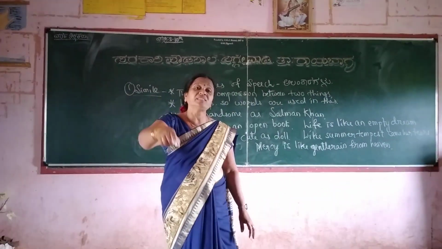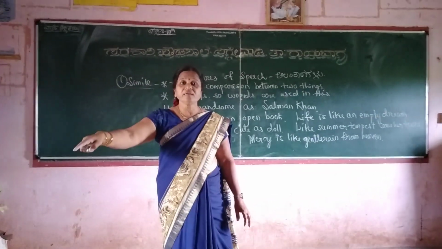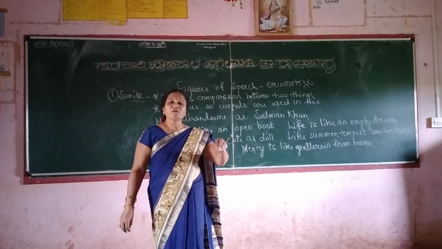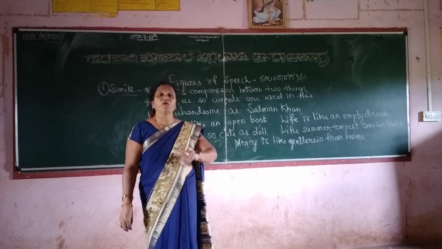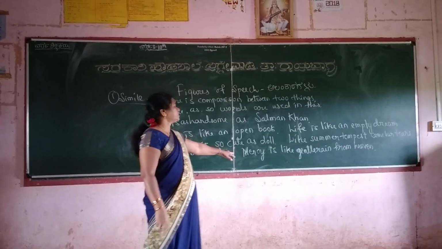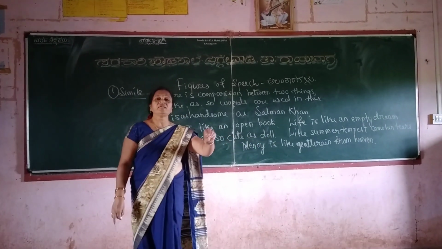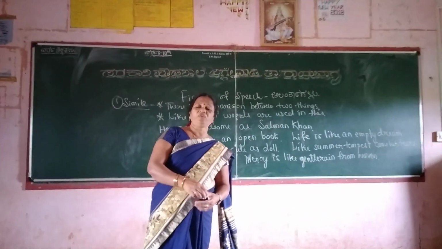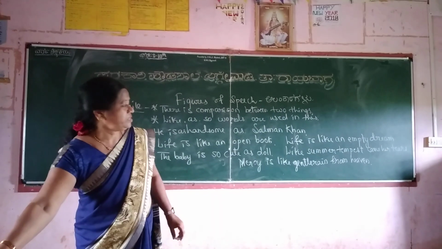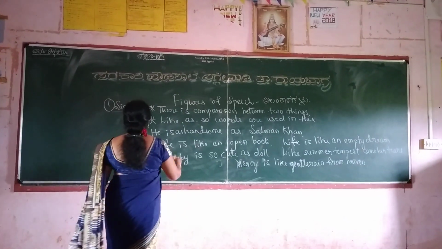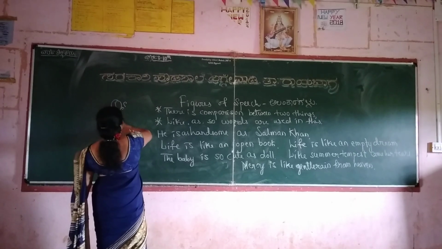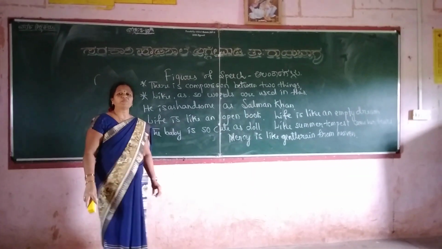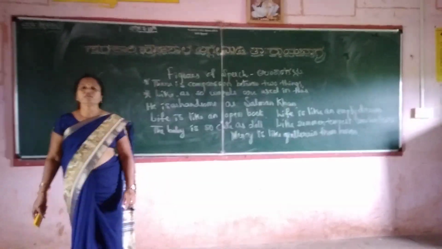It dropped as the gentle rain from heaven. What dropped? Mercy dropped as gentle rain from heaven. All of you came to know the meaning of simile, no? These are the examples of simile. There is a comparison between two things and it is joined by the words like, as, so. That type of figure of speech is called simile.